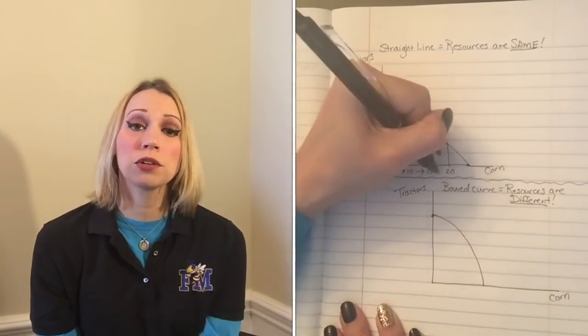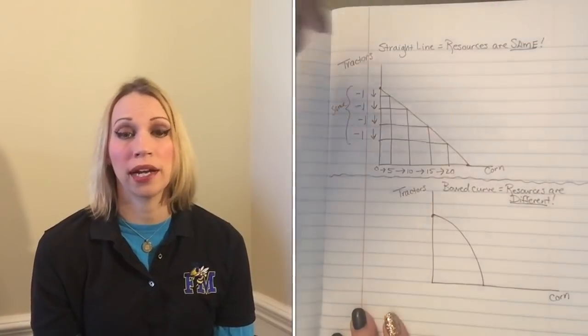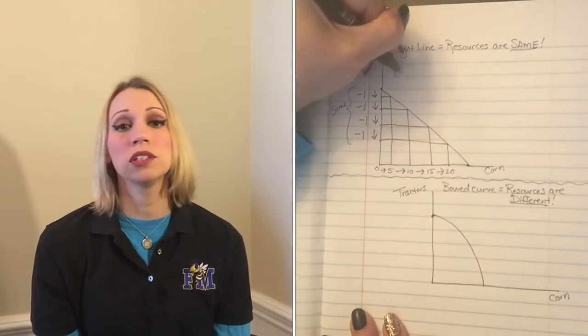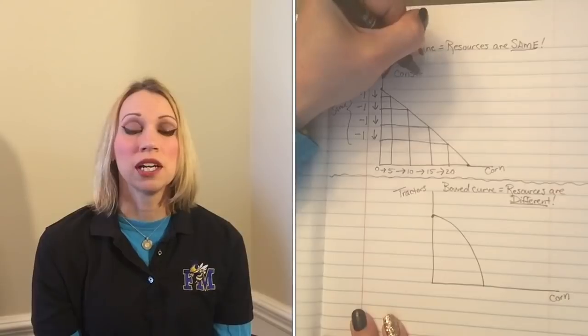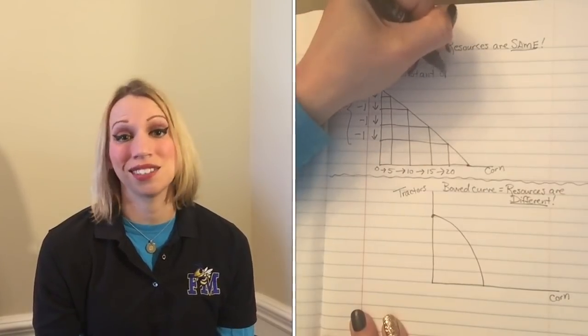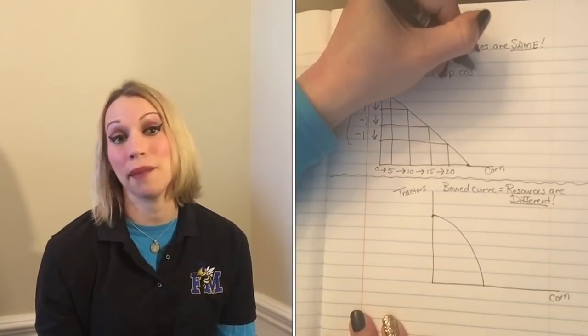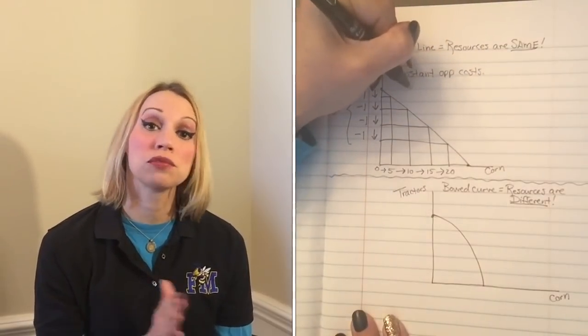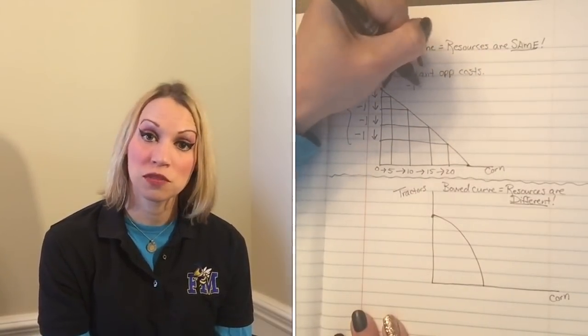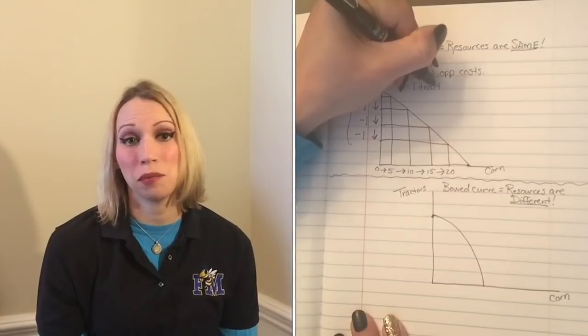Because if we move one worker over to the corn factory, we're giving up one tractor. Move another worker over to the corn factory, we're giving up another tractor. And so that gives us constant opportunity cost. We're giving up the same amount every time we move a resource from the production of one good to the production of another. Our curve is not going to be a straight line.